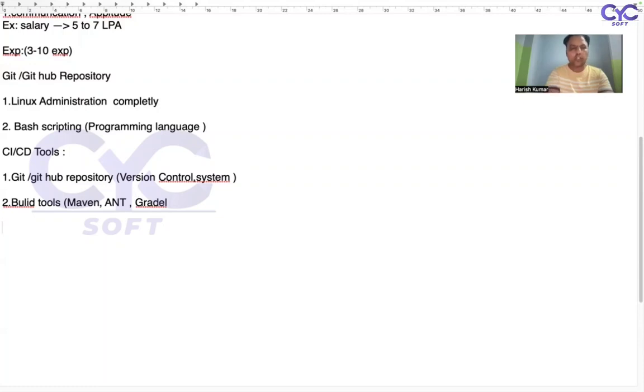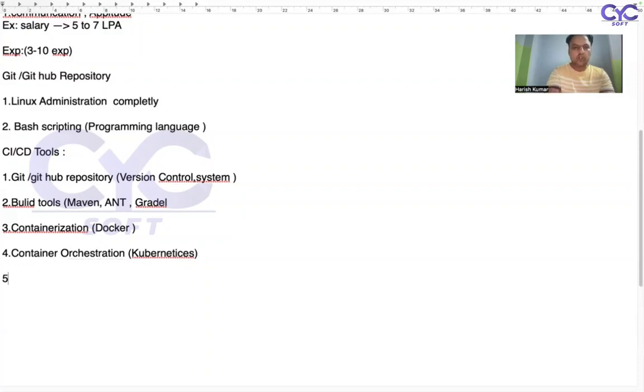Next, the third one is containerization. We are working on Docker. Docker is very, very important because we are working on the storage purpose. The fourth one is container orchestration. This is very, very important. For this, we need to learn Kubernetes. You need to learn the Kubernetes services. That's very, very important.